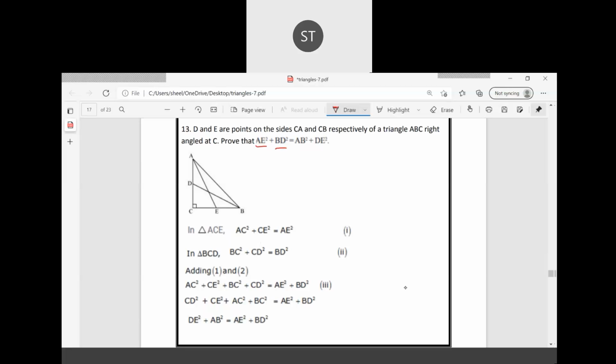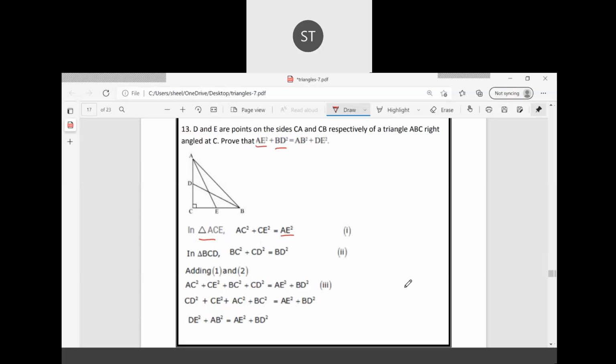Let us check. So for that, what we have to do here, the diagram is already given. D and E are the points on CA and CB. Just join that one. We are getting triangle ACE. From that, AE square we are calculating. In triangle ACE, AE is the hypotenuse. So the other two sides, the sum of their squares we have to take.